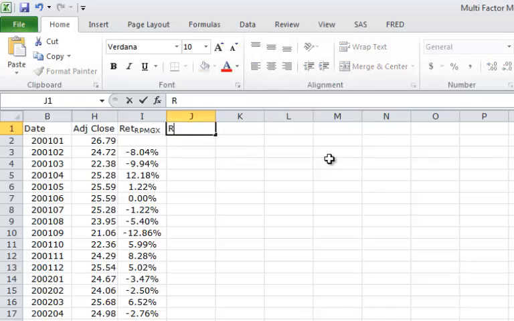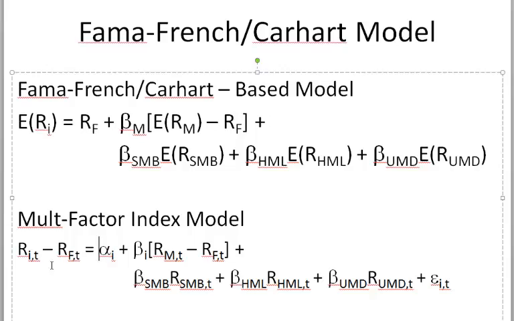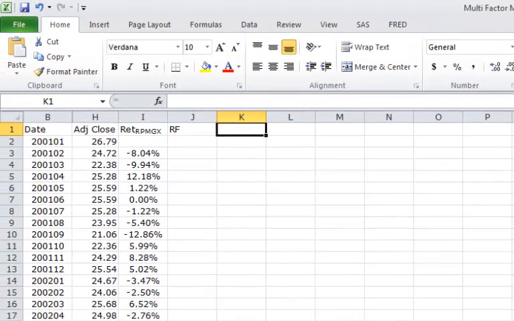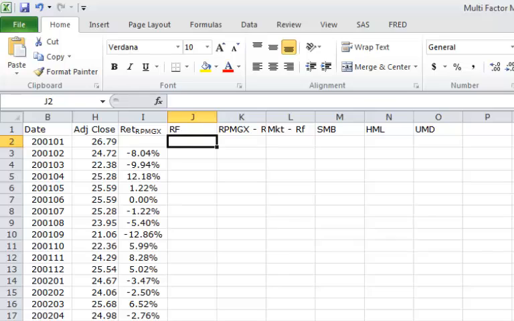Now the next thing we're going to need is the risk-free rate. If you look at it, we're going to need a risk-free rate. That's going to allow us then to get our return to RPMGX minus the risk-free rate. That'll be what we need. And then we're going to need the return to the market minus the risk-free rate. And then we're going to need SMB, HML, and UMD. If we can get all that, we can estimate the regression and make some inferences about this particular mutual fund.